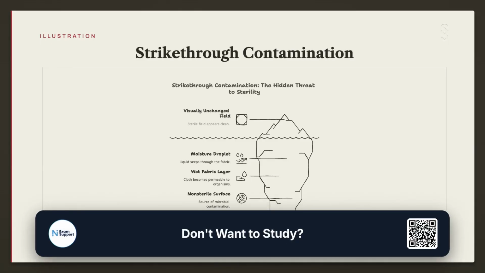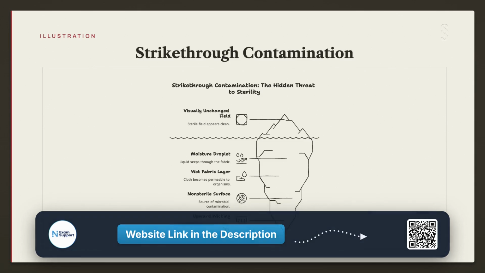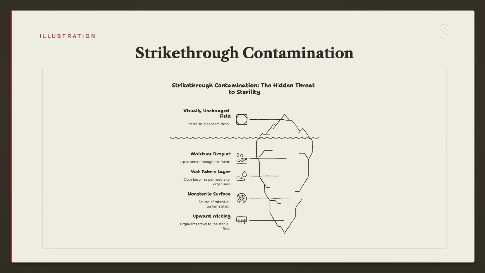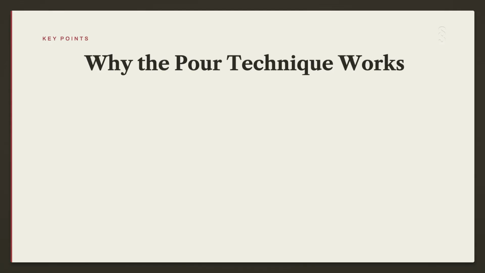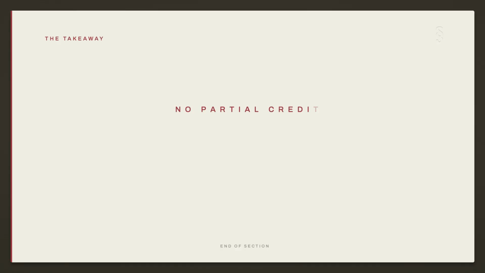The trickiest rule is the wet field. When solution splashes onto cloth, moisture wicks straight through the fabric, pulling organisms from the non-sterile surface underneath up into the sterile field above, and it looks completely unchanged. That's why the technique looks the way it does. The cap rests inner side up, so its sterile contacting surface stays clean. The label is held against the palm to keep it dry and readable, and the solution is poured from several inches up, close enough to avoid splashing, far enough that the bottle never crosses the field.